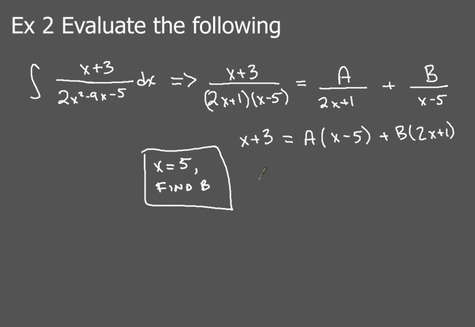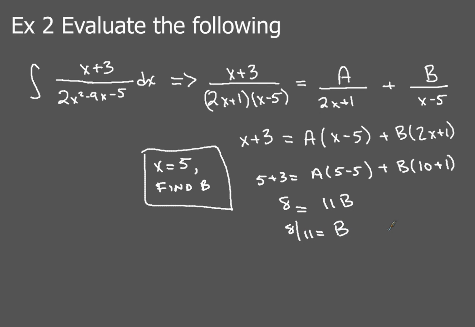So if we put 5 in, we're going to have 5 plus 3, and then A times (5 minus 5). And then B is going to be 2 times 5, which is 10, plus 1 is 11. So we're going to end up with 8. The A term is gone now, and we're just going to have 11B. And of course, solving that for B is very simple. You get 8/11ths for the value of B.